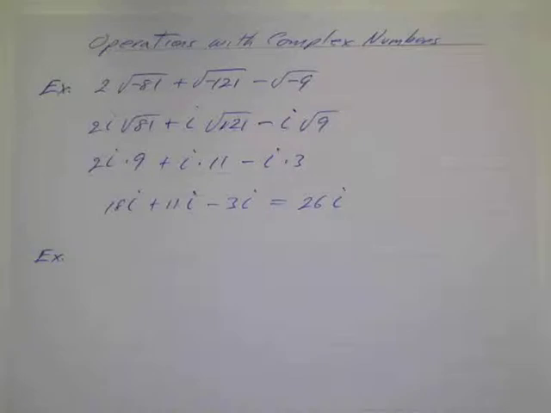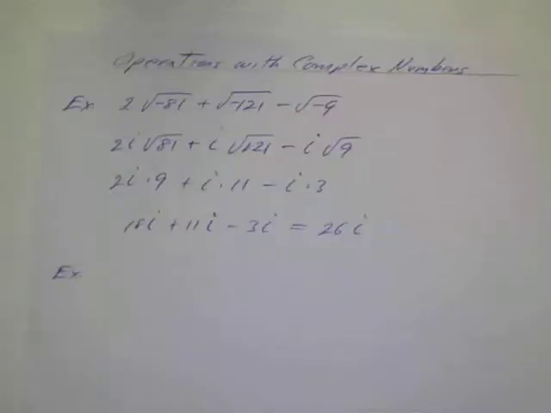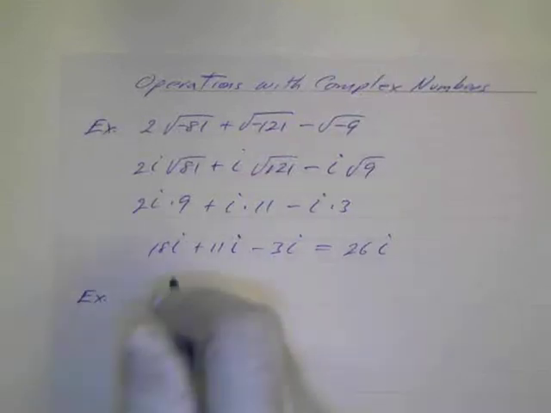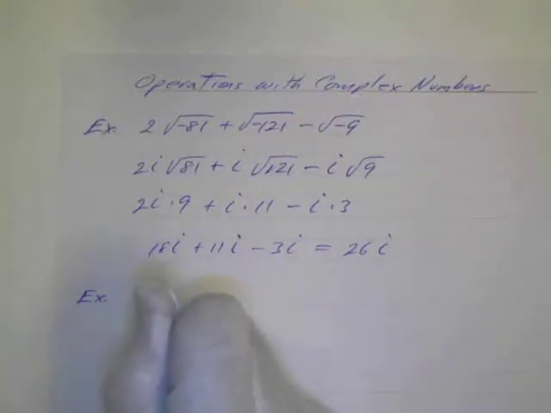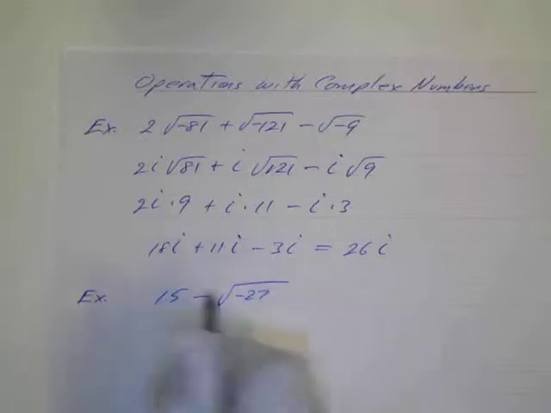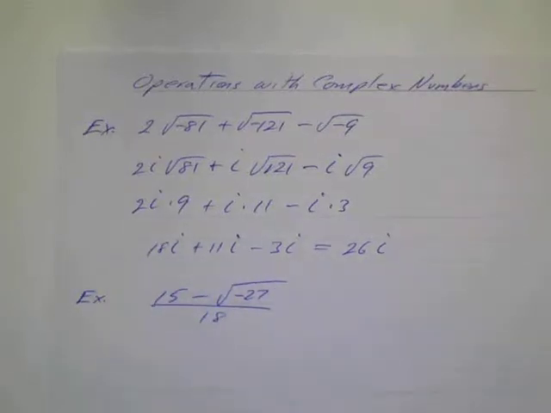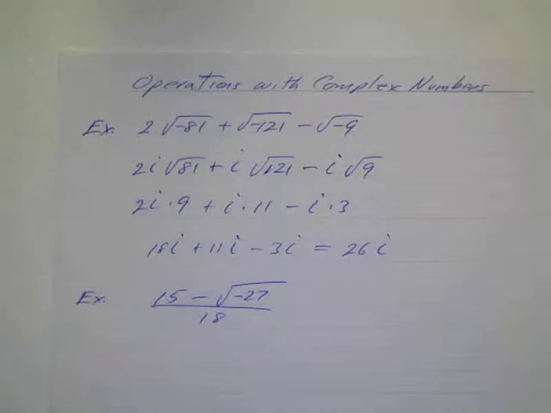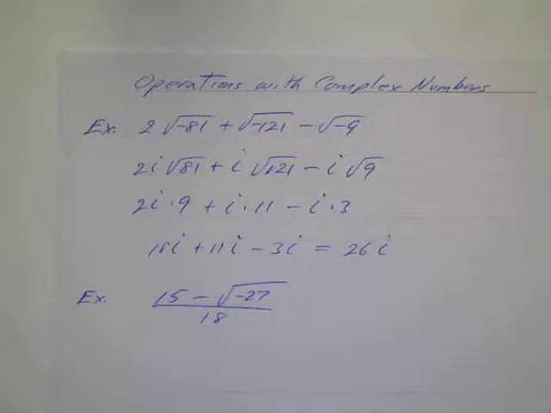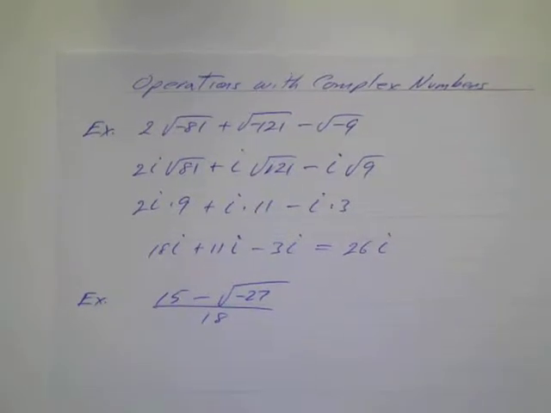Okay, here's some more examples for operations with complex numbers, and you might see something like this. So this is an example. 15 minus the square root of negative 27 all over 18. And I think they wanted you to put these, if you looked at our worksheet here, in standard form.